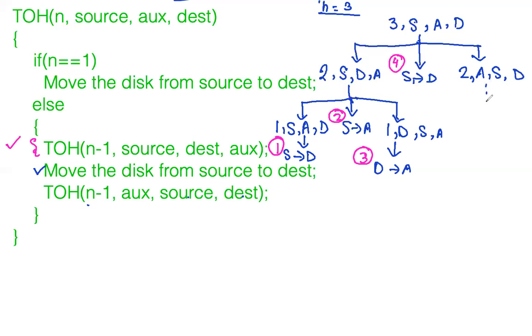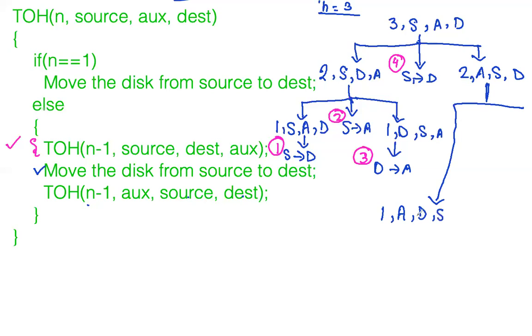Again, a recursive call is made on this because n is not equal to 1. And I will just pull it down. Now first, it will be called on which part? First, this one will be called. So now n is 1. What is the source peg here? It is A. What is the destination peg here? D. And what is the auxiliary peg? S.